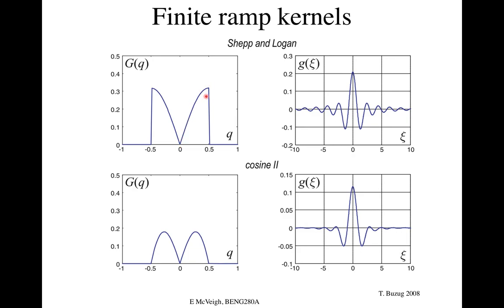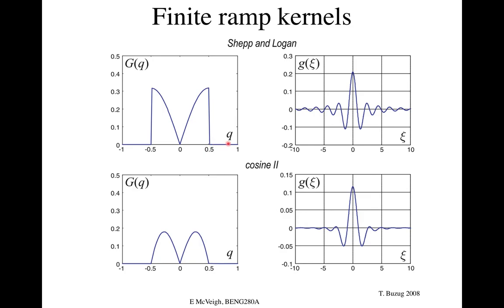Shepp-Logan, I can't remember, does anyone remember what a Shepp-Logan is? Like cosine squared or something like that? I forget. And then here's one where you basically do the whole period, or one whole half period of a cosine, such that you don't just leave your data hanging with a discontinuity to zeros.